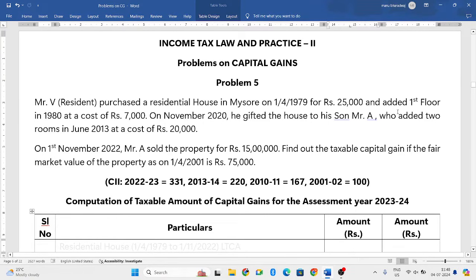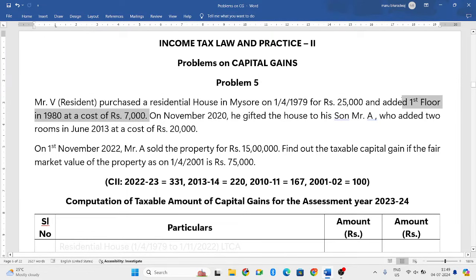In this particular video, we'll solve one more problem related to capital gains. Mr. V is a resident. He purchased a residential house in Mysore, that is in India, on 1/4/1979 for rupees 25,000 and added a first floor in 1980 at a cost of 7,000.